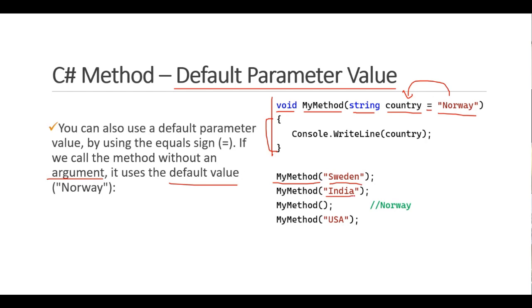Here the value of the argument is India, and you can also call it without an argument. You can see the default value is Norway, and then it will show Norway, because we have a default value. It will show the default value if the method is not passed an argument. And here is another value for the argument, and then it will show USA. It is using a default parameter value.